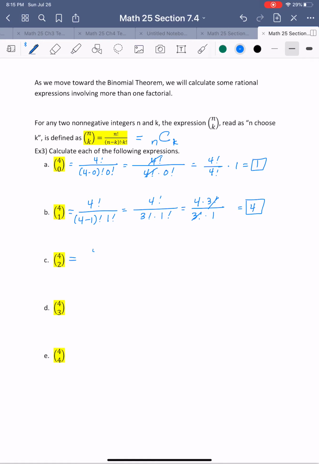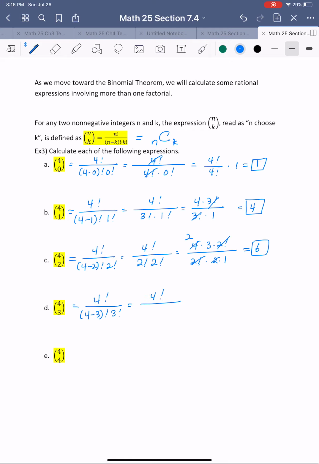4 choose 2: 4 factorial over (4 minus 2) factorial, which is 2 factorial, and 2 factorial. So 4 times 3 times 2 factorial over 2 factorial times 2 times 1. The 2 factorial cancels, and 2 goes into 4 twice, which equals 6. 4 choose 3: 4 factorial over (4 minus 3) factorial, which is 1 factorial, and 3 factorial. So 4 factorial is 4 times 3 factorial, the 3 factorial cancels, and you get 4.